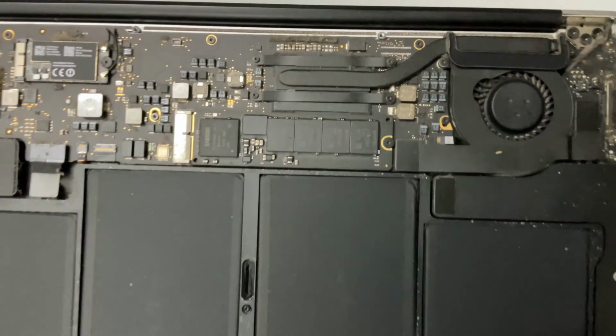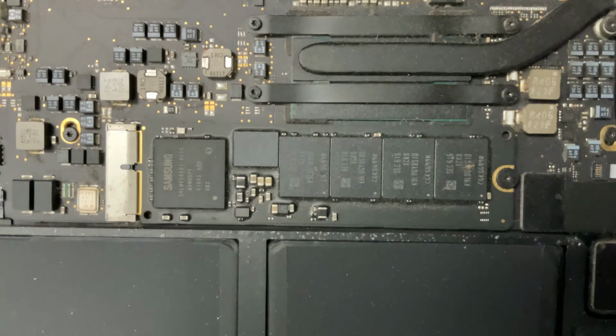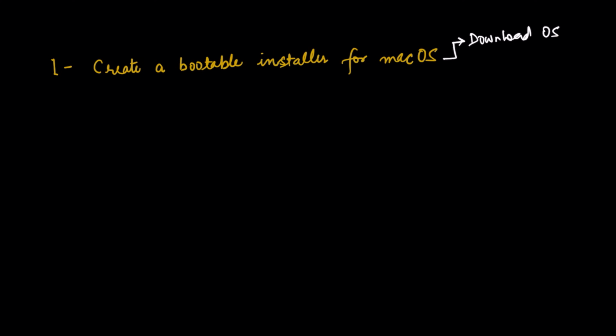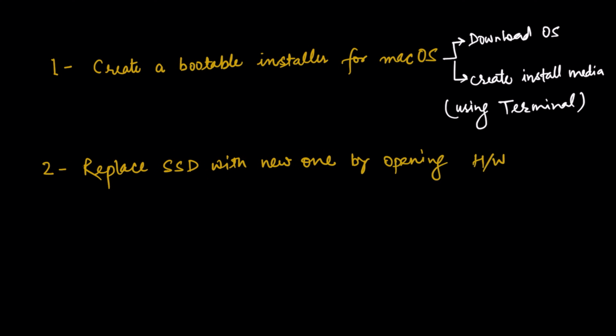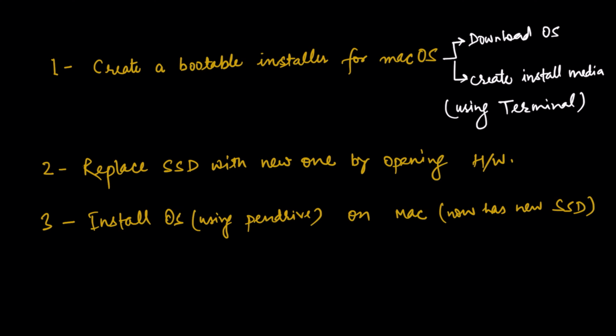Alright, so today we are going to upgrade this SSD in my MacBook Air. It has got a few steps. First step is to create a bootable installer for Mac OS. In this we will download the OS in Mac itself and then create install media using terminal. Then replace the old SSD with the new one by opening the hardware. The third step would be to install the OS using a pen drive, which we will make bootable. And the fourth step is to update the OS if required.